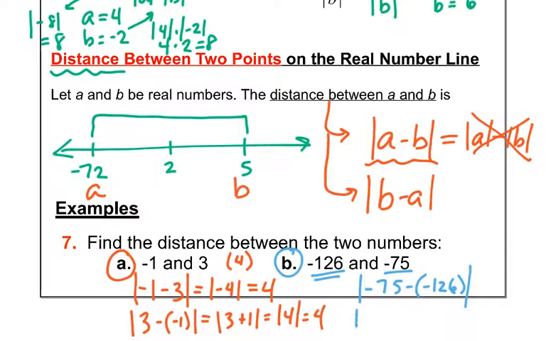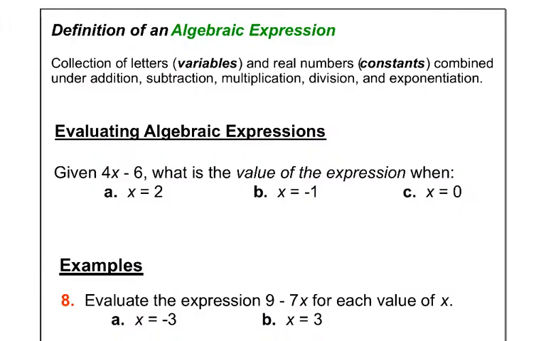This becomes the absolute value of negative 75 plus 126, or 126 minus 75, which is the absolute value of 51. And the absolute value of 51 is just 51. There you go. Now, if you did the other way around, did you get the same number? You might have gotten a negative inside the absolute value, but that gave you a positive overall. So great. Good job on that.